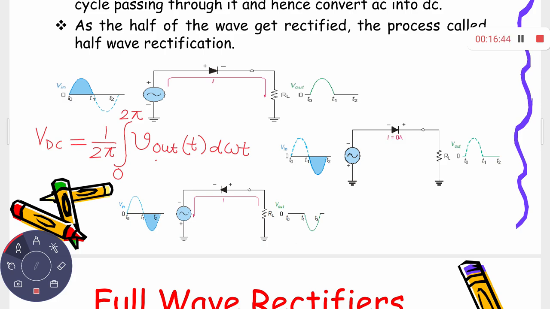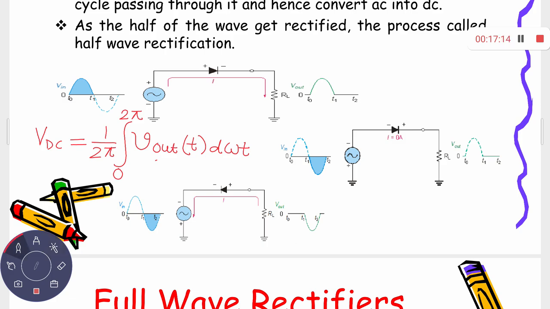Over which range? The entire full cycle, from 0 to 2 pi. What is the variable that I want to add? That is my V out as a function of t or omega t. That gives the addition part. Then divide by the range, 0 to 2 pi, so divide by 2 pi. Clear?